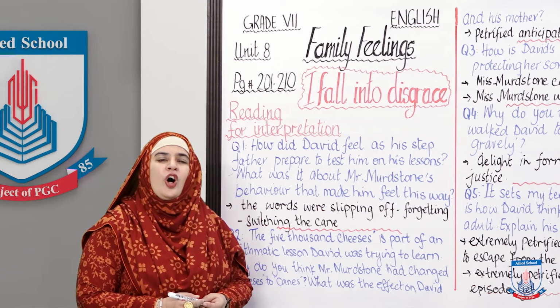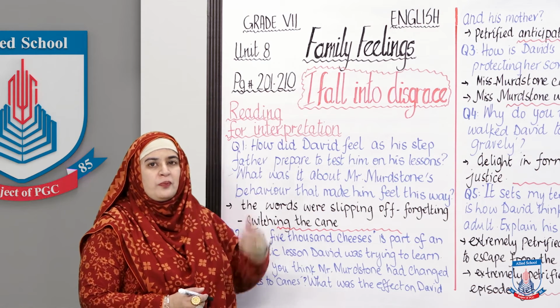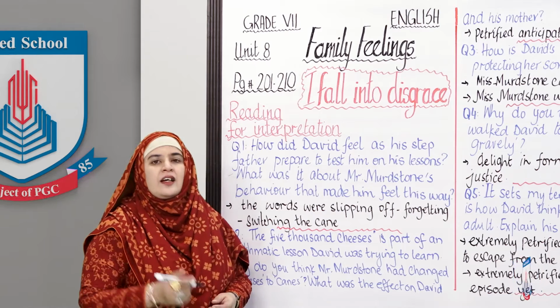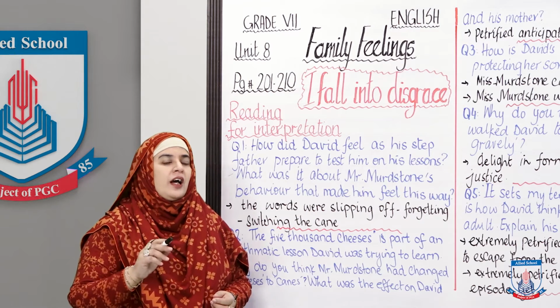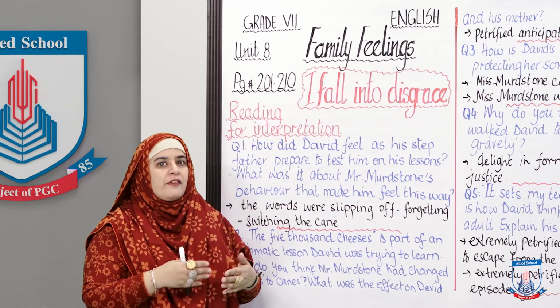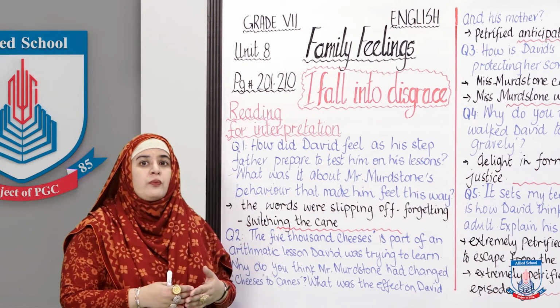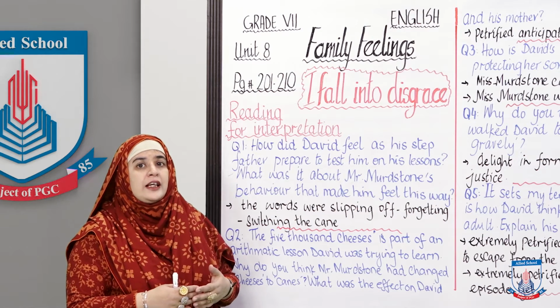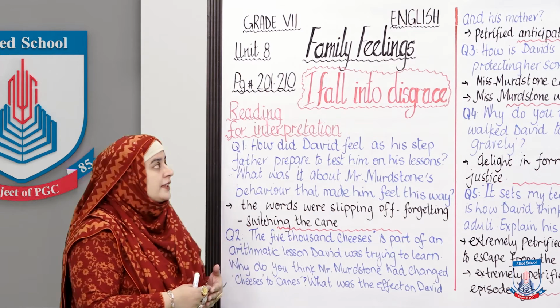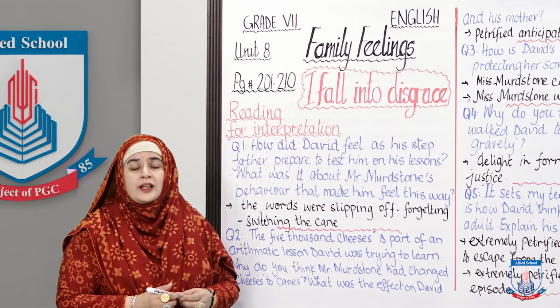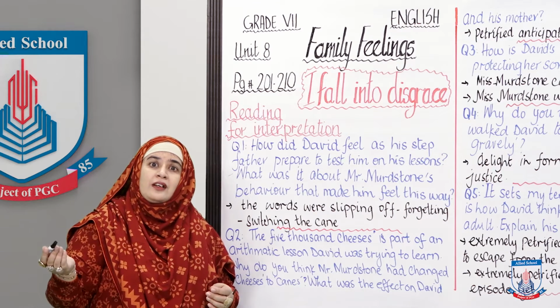My dear children, what is the board telling you? Yes, the board is telling you that we are still doing Unit 8, family feelings in general, and in specific, we are doing I Fall in Disgrace, which is starting from page number 201 to 210, right?